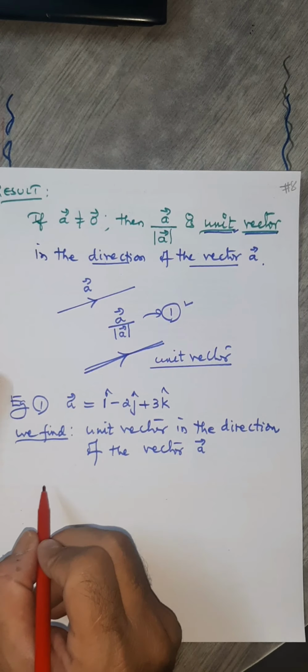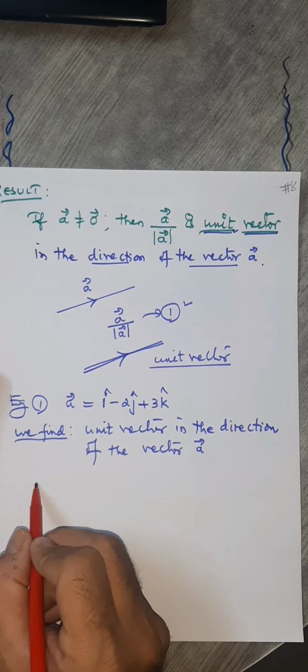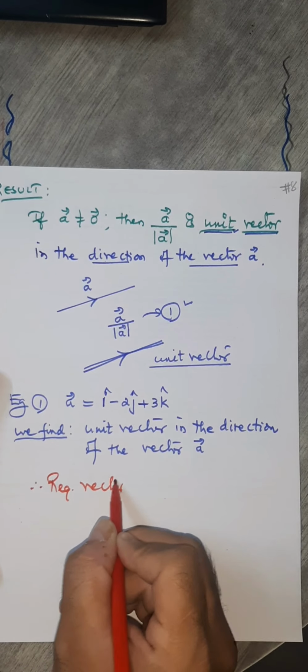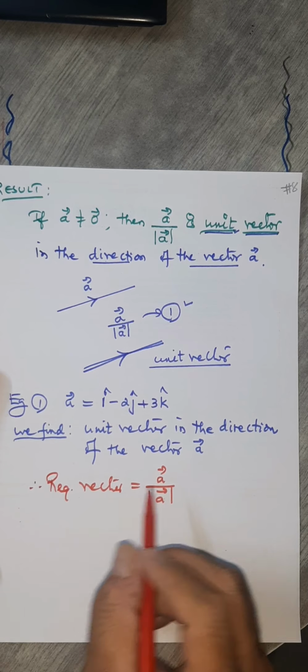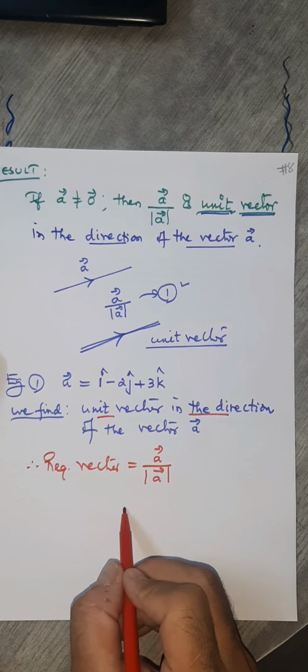Okay, so what do we do? The required vector is this. You have the prepared formula. What's the required vector? That is the vector upon its magnitude. This is the unit vector in the direction of the given vector.